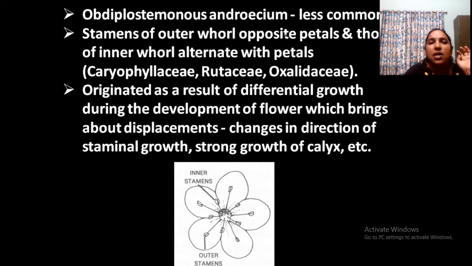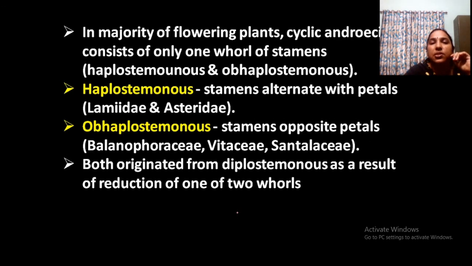Obdiplostemony is, you can see, outer whorl opposite inner whorl, and also Rutaceae I studied in UG class, and now you can have Caryophyllaceae and Oxalidaceae. So Oxalidaceae and Caryophyllaceae show obdiplostemonous condition. Now, haplostemonous is typical in Asteraceae and Lamiaceae. The cyclic androecium contains one whorl of stamens only. Obhaplostemonous, another one, has stamens opposite petals. Only stamens opposite petals. That is Balanophoraceae, Whiteaceae, Santalaceae, nothing in your syllabus.